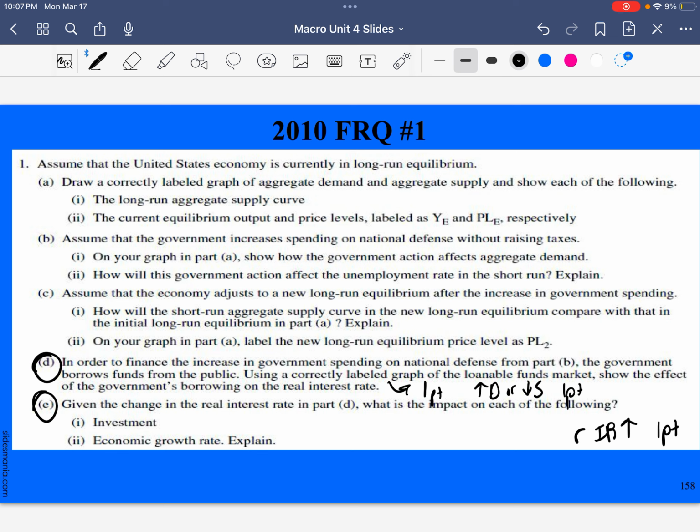And then Part E is dependent on you getting Part D right. Part E says, given the change in the real interest rate in Part D, which we decided real interest rate's going to rise no matter what, what is the impact on investment? Investment's going to decrease because people aren't going to take out loans. Businesses aren't going to take out loans if interest rates have crept up. And the economic growth rate will slow down as well, because if investment spending in aggregate demand goes down, then economic growth will go down as well. So that is an example of loanable funds showing up in an FRQ.